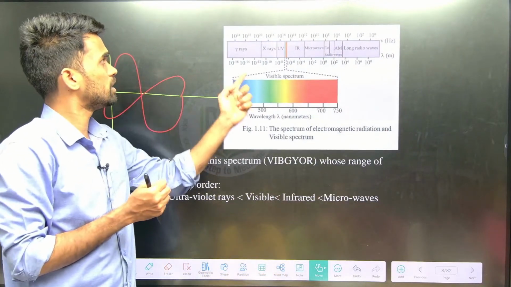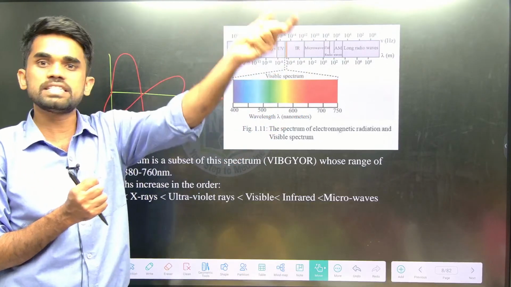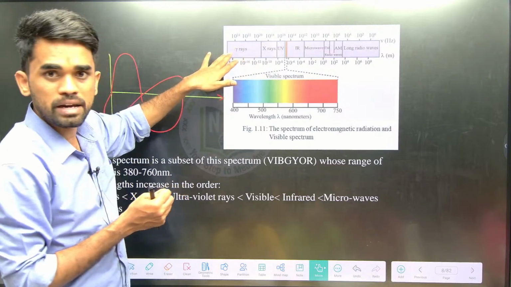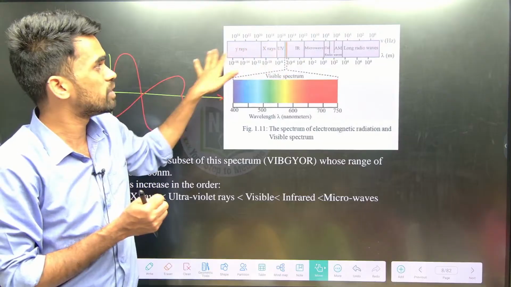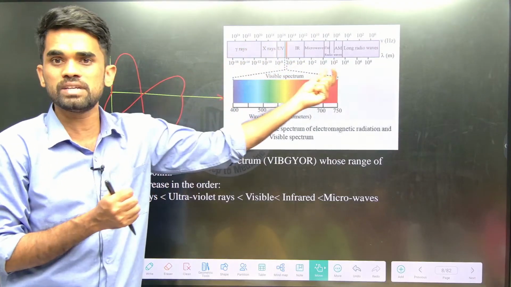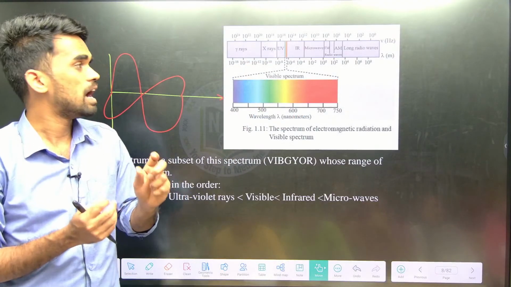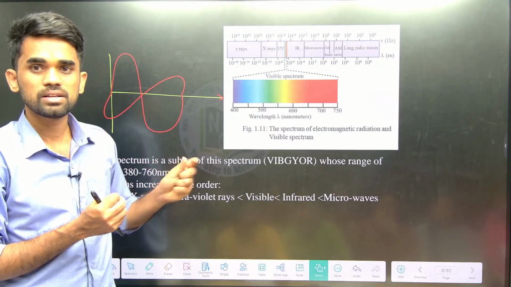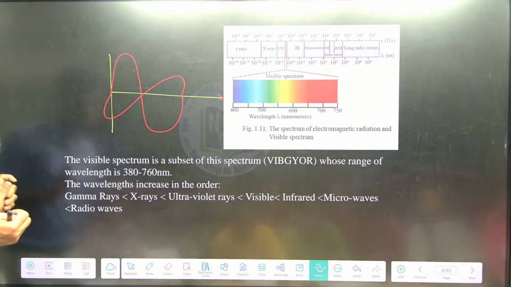Now when I ask about a spectrum, we have the electromagnetic radiations with different energies: cosmic rays, gamma rays, X-rays, UV rays, like this. The basic question they will ask is what is the energy order of these radiations. Which is the highest energy here? This one, gamma rays.